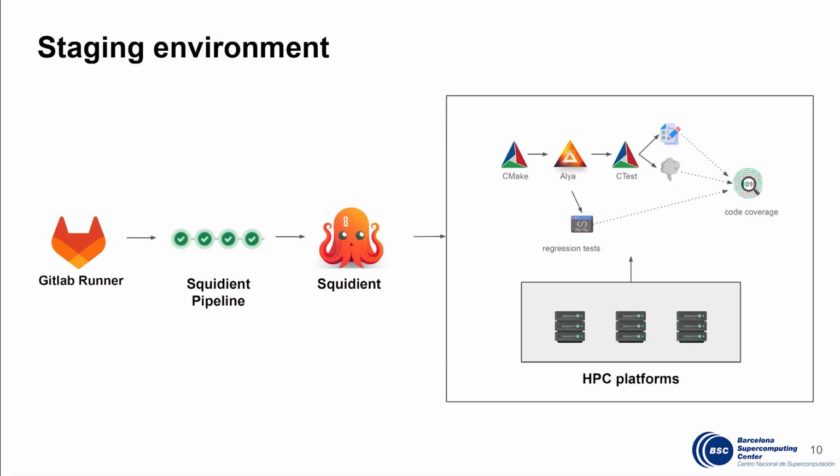Then we have the staging environment tests. We have a tool that is responsible for this part. It's triggered from the GitLab runner of ALYA, which triggers the Squidient pipeline. Squidient is the name of the tool. And it does basically the same thing as for Docker. We run CMake, we generate the binary, we run CTest. We also have regression tests that are more complex tests. We get information about the code coverage from the tests, and we run all of this on the HPC platforms.